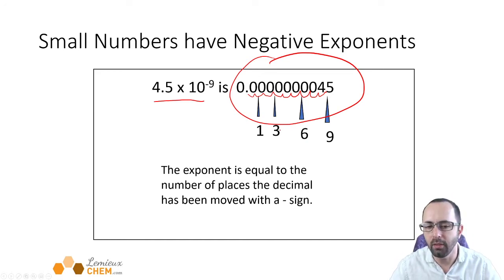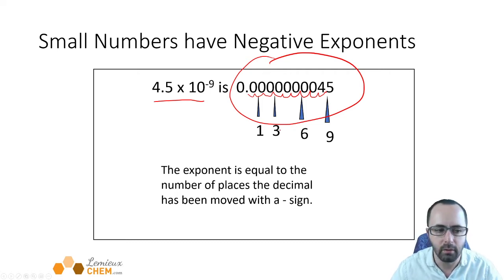Again, if you have a big number, it will have a number bigger than 1. It will have a positive exponent in the scientific notation. If you have a small number, it will have a negative exponent in the scientific notation.